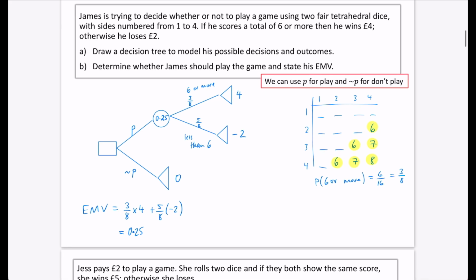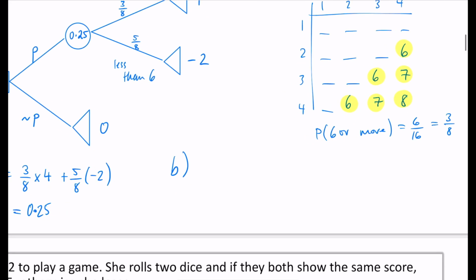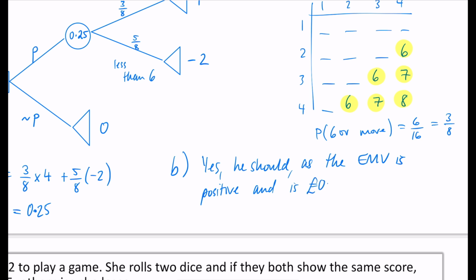And so for part B, it does say to determine whether James should play the game and state his EMV. I'm going to say, yes, he should, as the EMV is positive and is 0.25. It's 25p is how much he could expect to win. So he should choose to play the game.